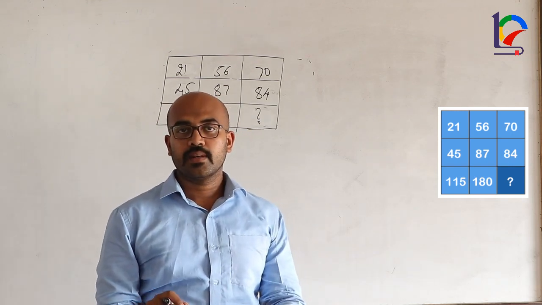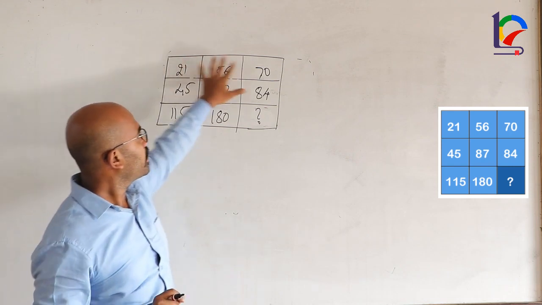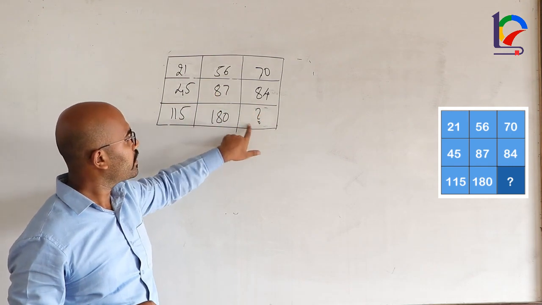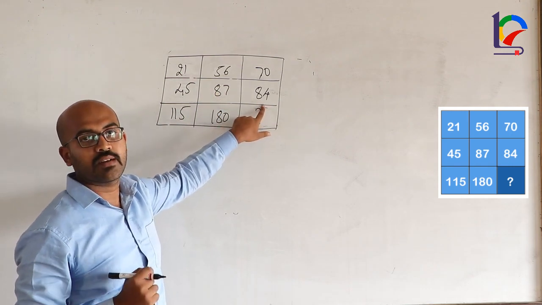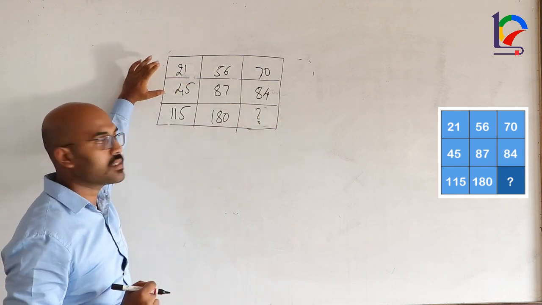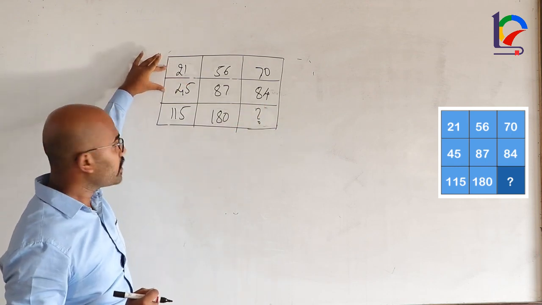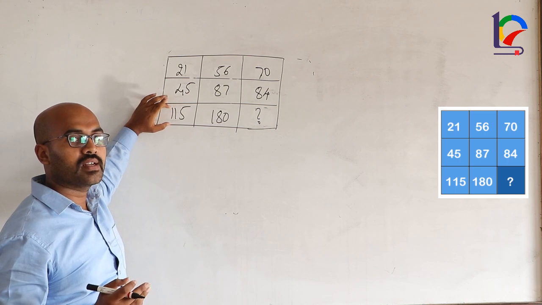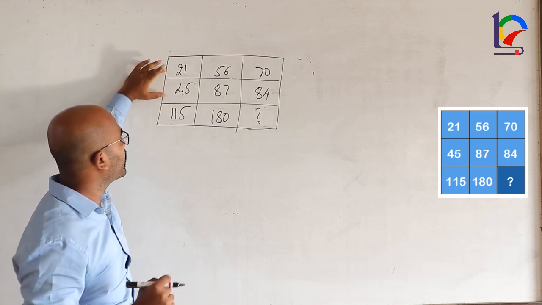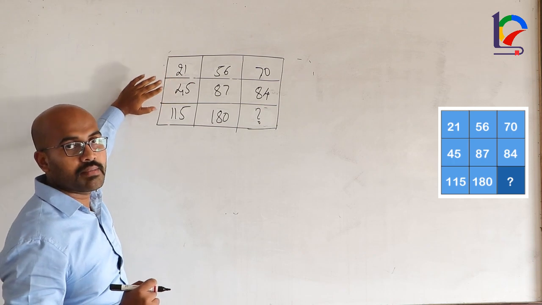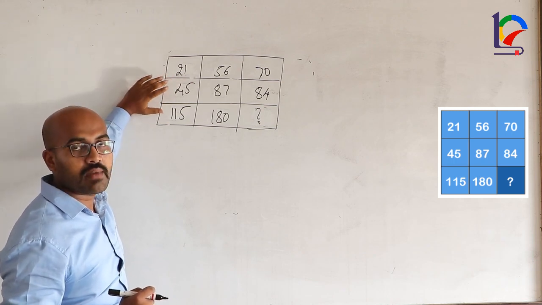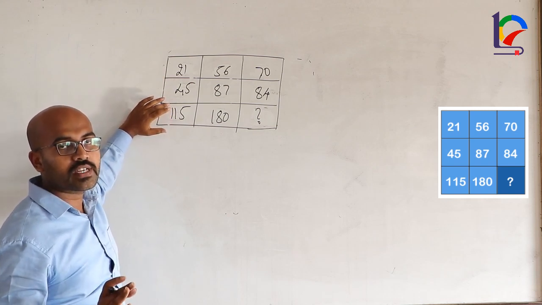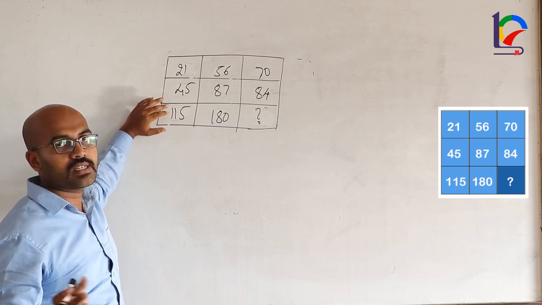Coming to the next problem. Here again, out of these 9 boxes, 8 boxes are completely filled. So we need to find the last one. In the previous example, we found the difference between these 2 boxes and got a relation to the third one. So here let's see if there is a similar relation. 21 and 45. If I take the bigger number minus the smaller number, 45 minus 21 is 24. Is 24 related to 115? No, because 24 is an even number and 115 is an odd number. So obviously there won't be any relation.